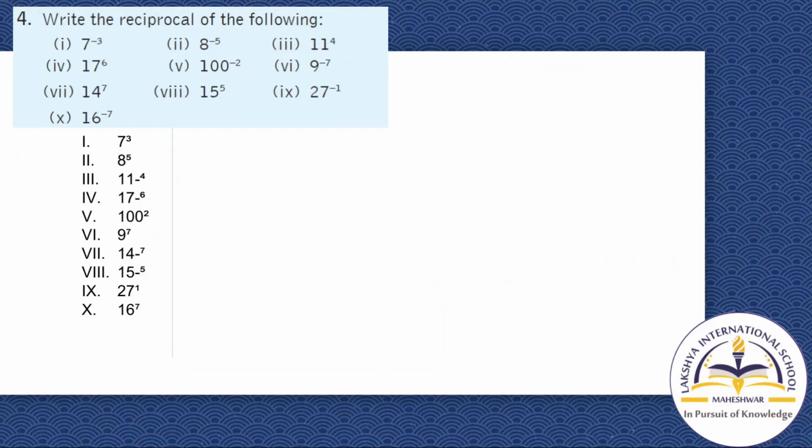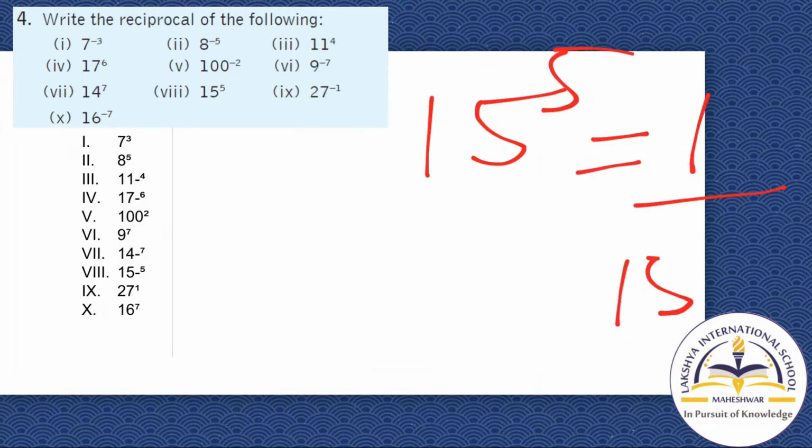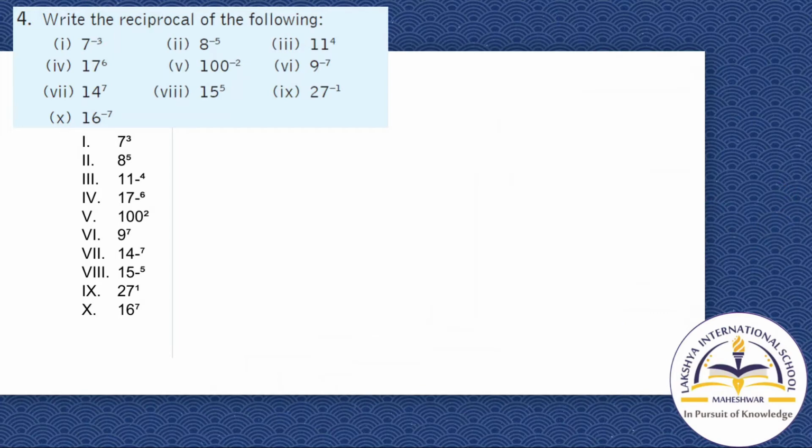Now same for question number 4, 5th, 6th also same, 7th also same. All questions are same. We will try question number 8 also, 15 to the power 5. Now we can write 15 to the power minus 5. The reciprocal of this one is okay. So like this you have to solve this question.